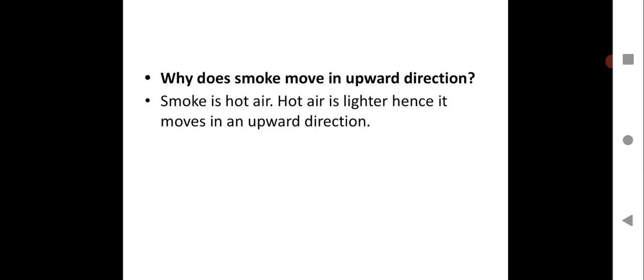Why does smoke move in upward direction? Smoke is hot air. Since we have learned about hot air, it is light in weight because the hot air expands and occupies more space. That's why it becomes light in weight. Hot air is lighter, hence it moves in upward direction because of the light weight. It will expand and will move upward. I hope this concept related to hot air is clear with you all. That's why you should know why smoke moves in upward direction.